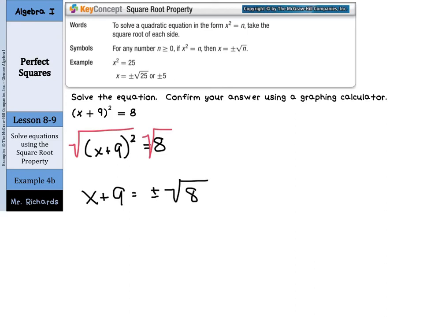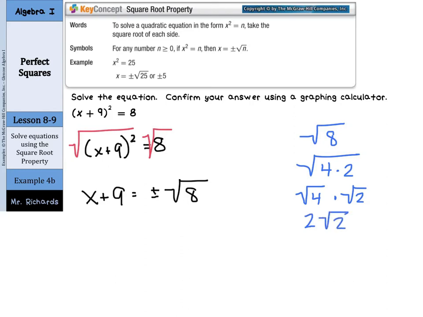Now there is a way to simplify the square root of 8. If you look at the 8, that's 4 times 2. And then you really just have the square root of 4 times the square root of 2. Well, the square root of 4 is 2, times the square root of 2. That's a way to simplify the square root of 8. So what we can write this as is x plus 9 equals plus or minus 2 times the square root of 2, or 2 square roots of 2.